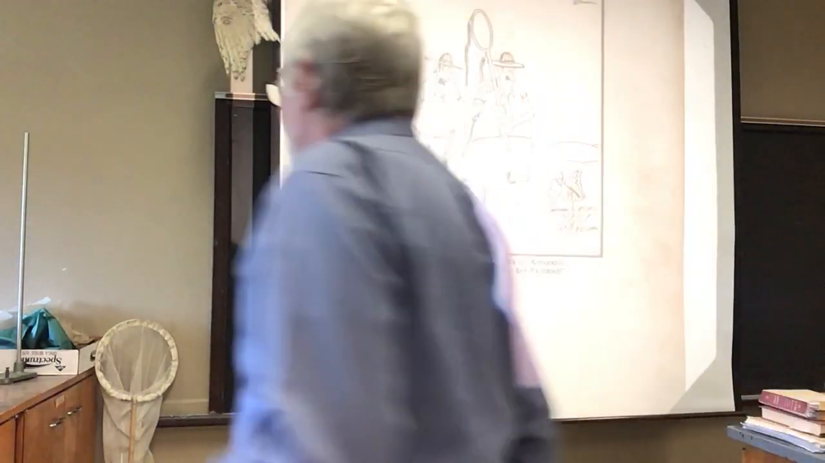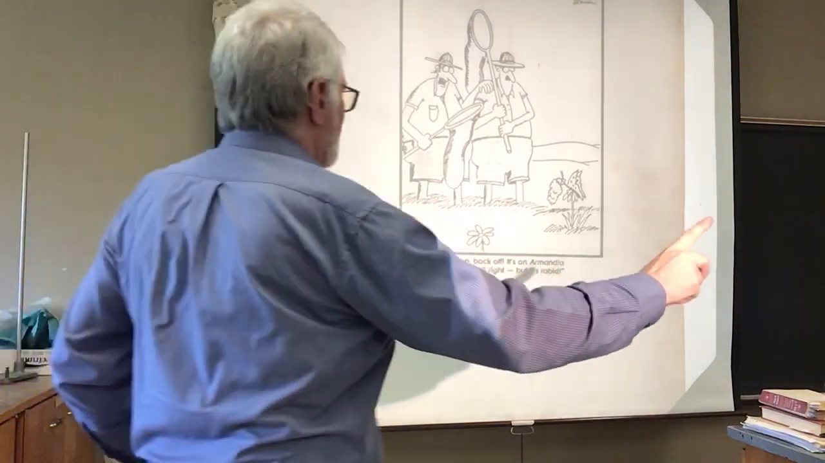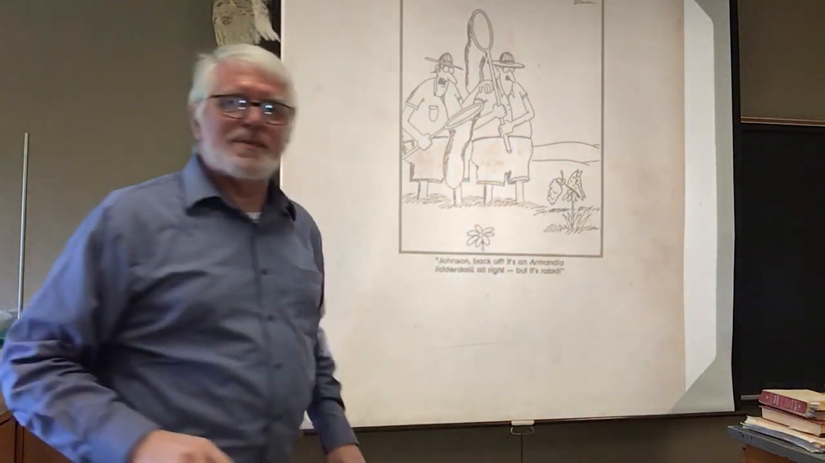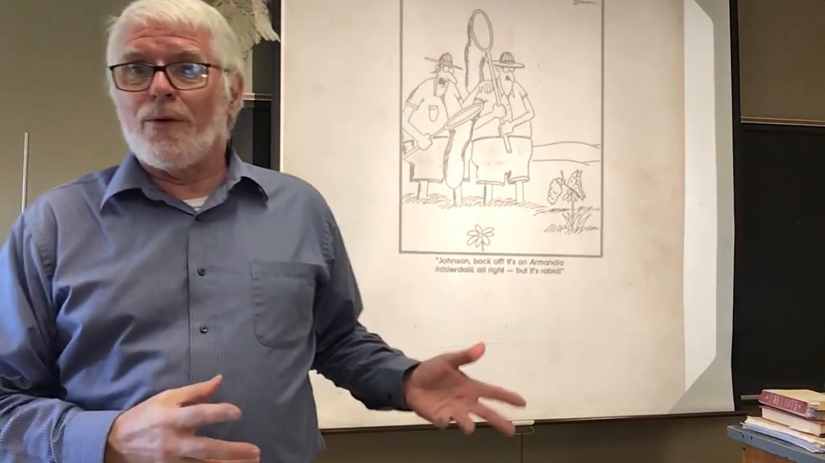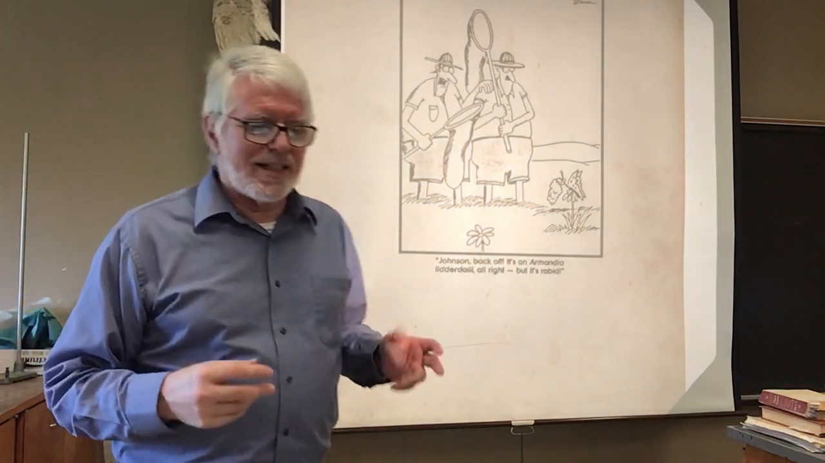Like you have here. Butterfly on the plant, foaming at the mouth. And it says, Johnson, back off. It's an Armandia litterdali, all right, but it's rabid. Now, this, Armandia litterdali, is a species name. And it's written correctly, according to Linnaeus's rules. These things don't always get written correctly.